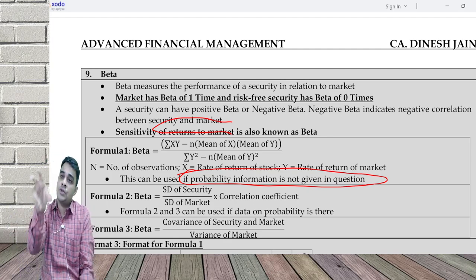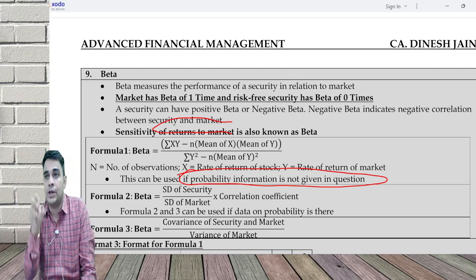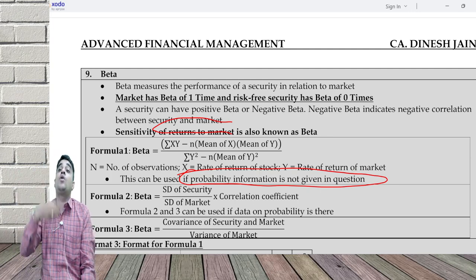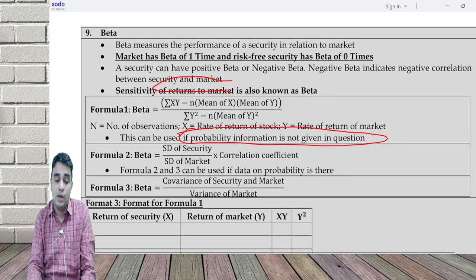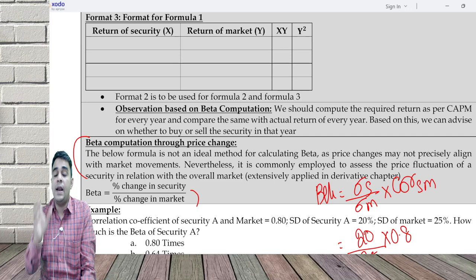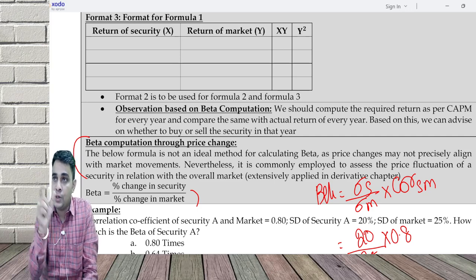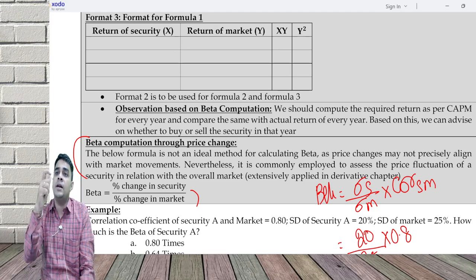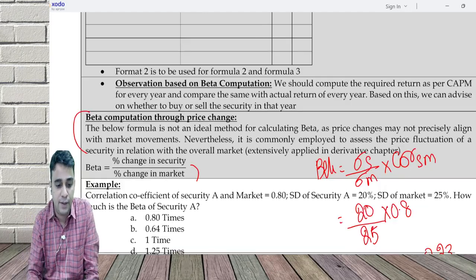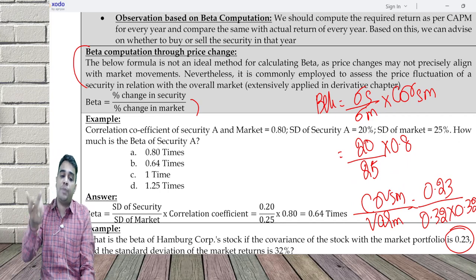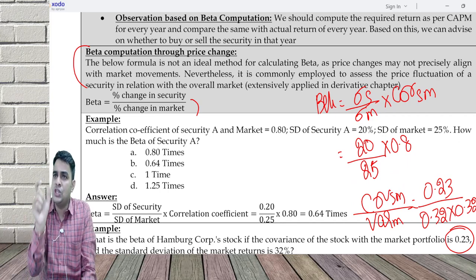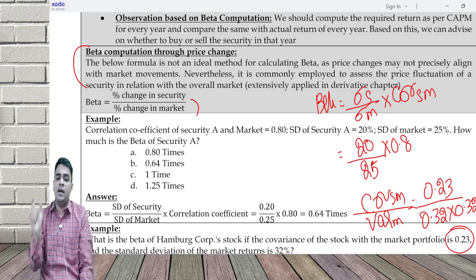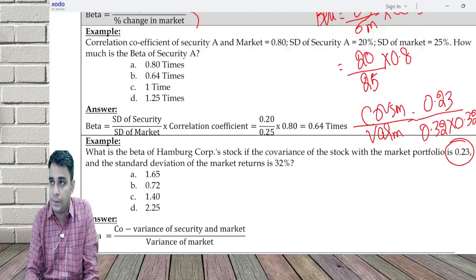Formula 2 is equal to standard deviation of security by standard deviation of market into correlation of security and market, or covariance of security and market divided by variance of market. Any of the formulas can be used. You can do an observation based on beta computation. Wherever you calculated the beta, get the required return using CAPM, compare with the actual return and give a comment for every year. Beta computation can also be done through price change, which is not the ideal formula, but practically works many a time: percentage change in security divided by percentage change in market. We'll be extensively using this in the derivatives chapter.